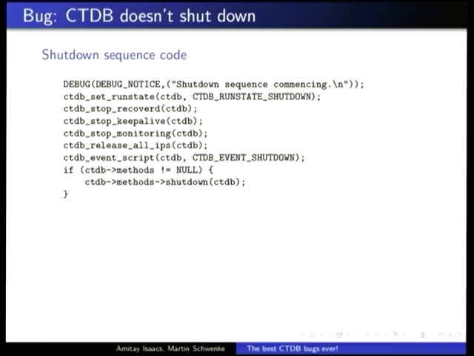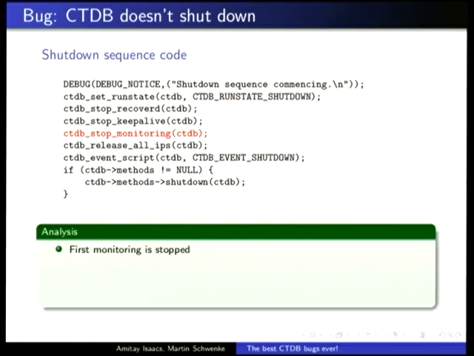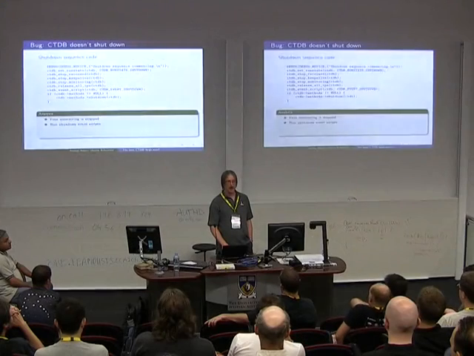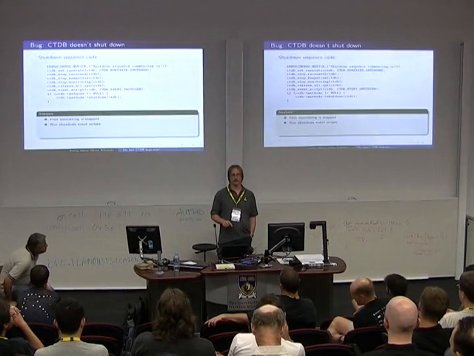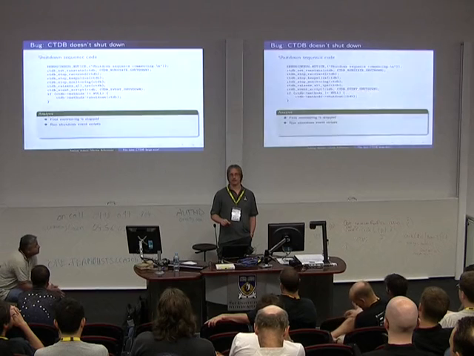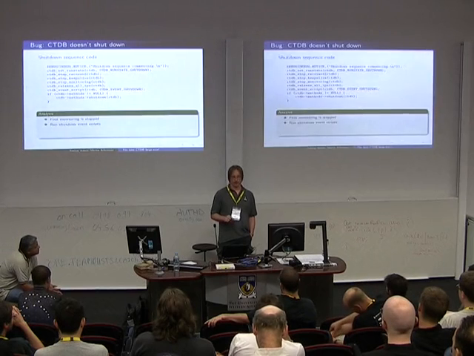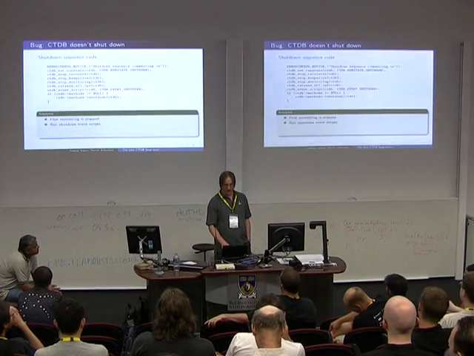So here's the shutdown sequence. Just for your collective memory, one of the important things that happens is that monitoring is stopped. Then we run the shutdown event scripts, which are just a bunch of housekeeping scripts. They shut down Samba. They do a bunch of useful things. Monitoring here is health checking of services, like checking that something is actually listening on the Samba port, checking that all the interfaces we expect to be there are actually there, and that they're up. They have link.